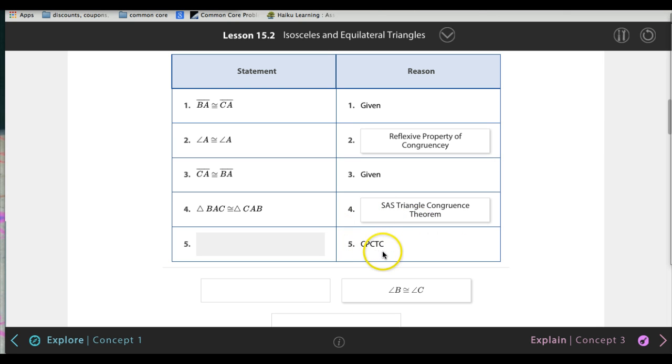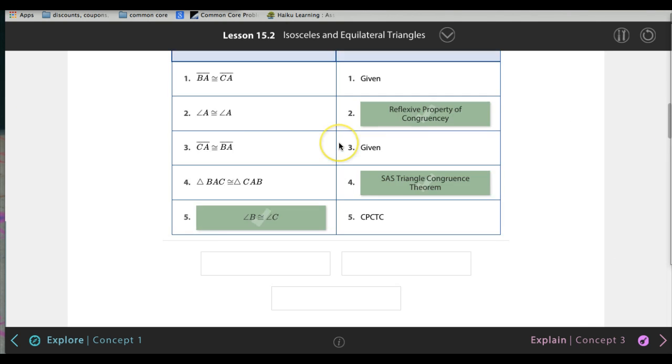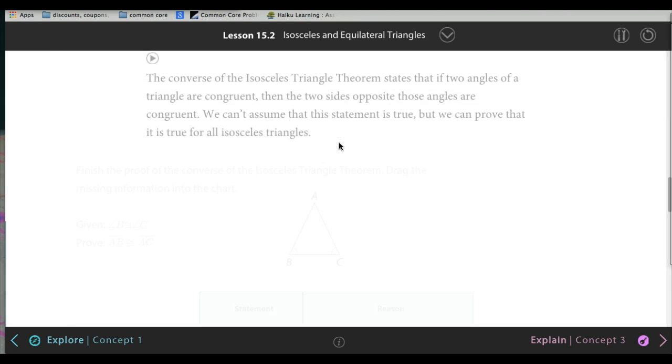So then, CPCTC basically means corresponding parts of congruent triangles are congruent. Okay? What that means is, if we know that these two triangles are congruent, then this one and this one should measure the same. This one and this one should measure the same. Corresponding parts are congruent because these two triangles are exactly the same. That's what that means. So then obviously the last thing that I have to put here is this one, because you always end with whatever it is they tell you to prove. And so if you check, you'll find out that everything is correct. So again, you keep going down.